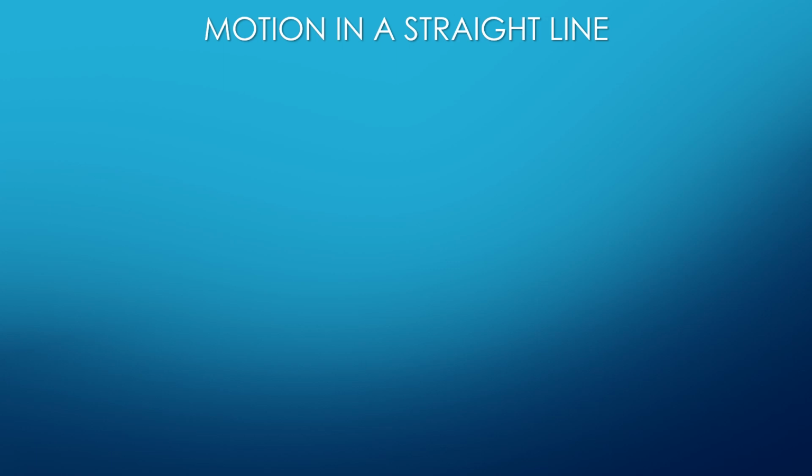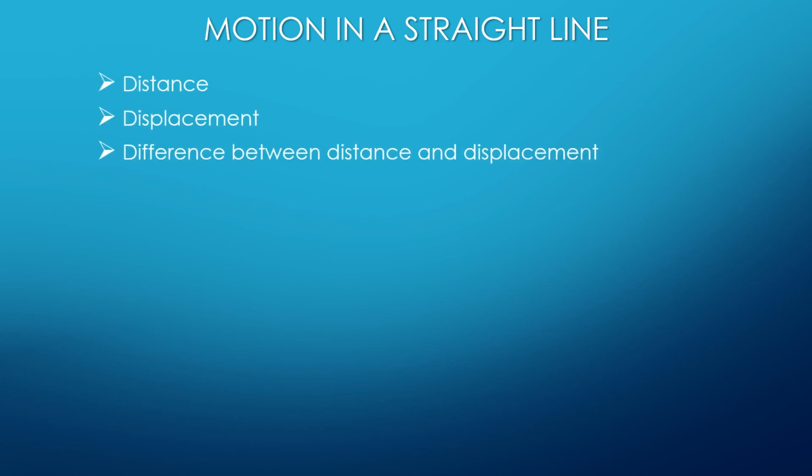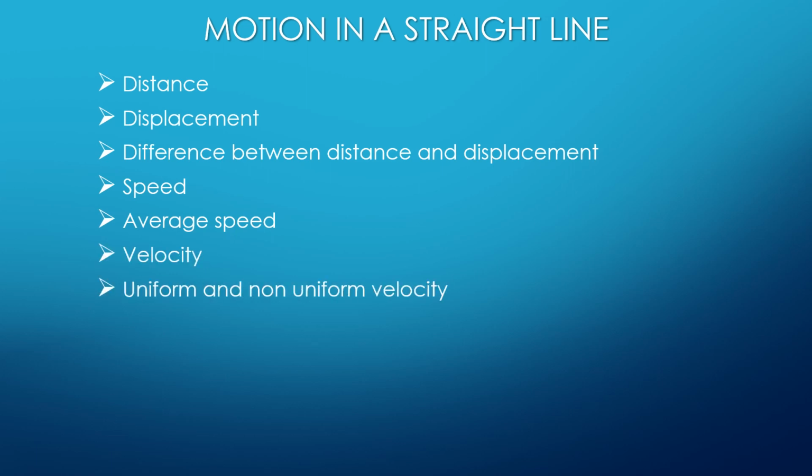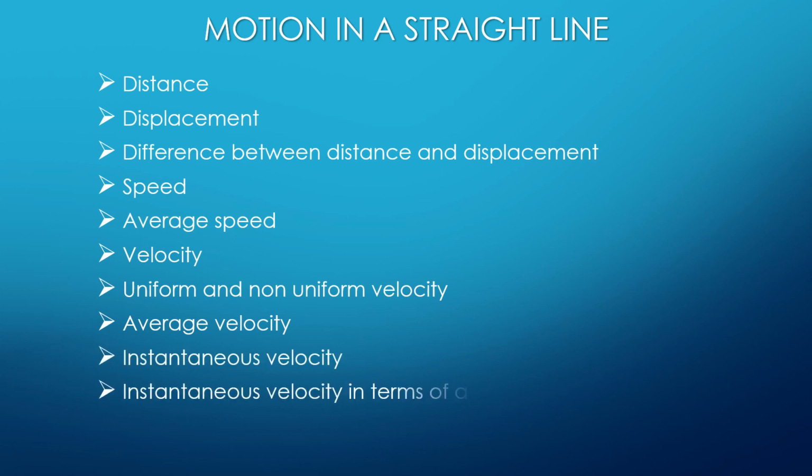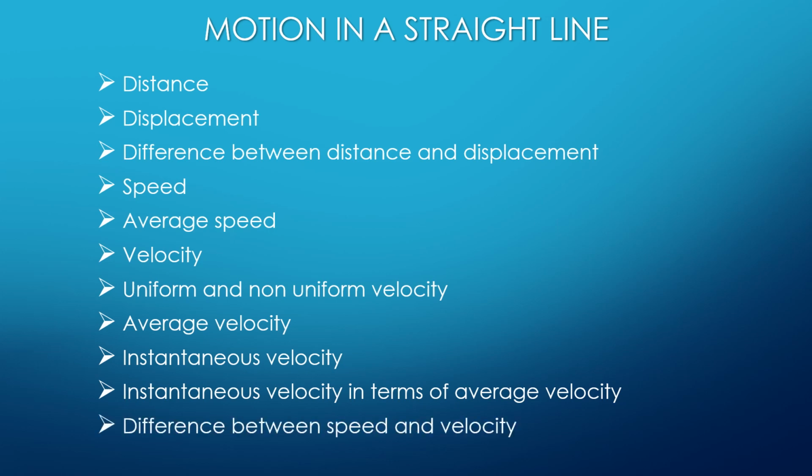So, in today's class, we'll define and understand some basic physical quantities. Those are distance, displacement, and the difference between distance and displacement, speed, average speed, velocity, uniform and non-uniform velocity, average velocity, instantaneous velocity in terms of average velocity, and difference between speed and velocity.